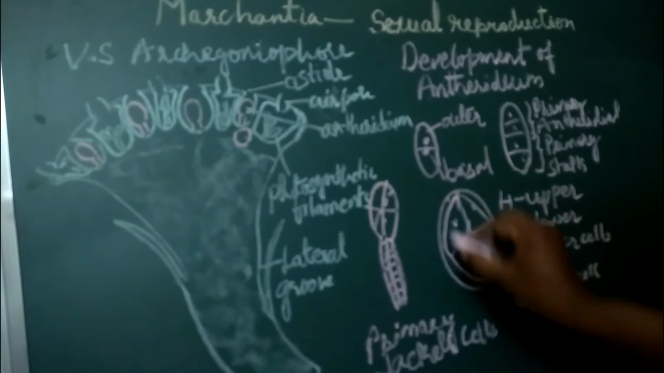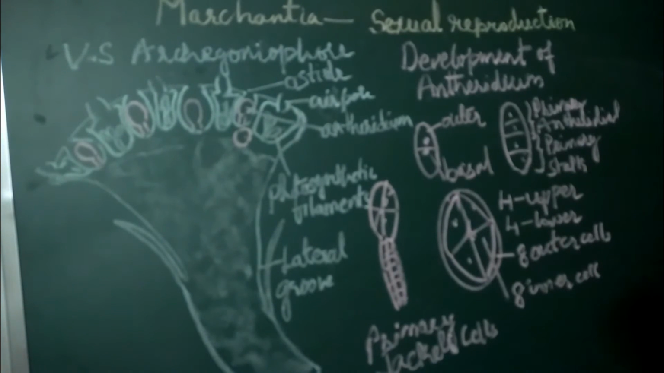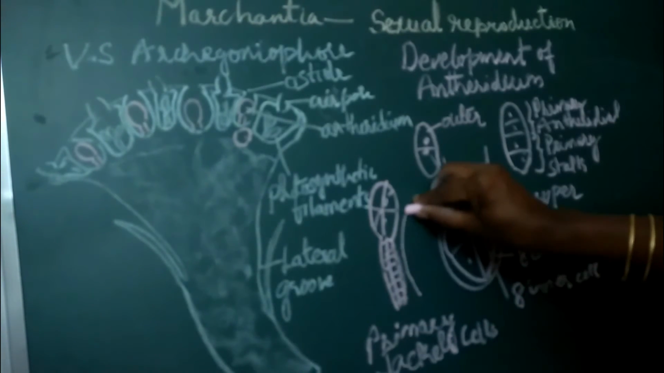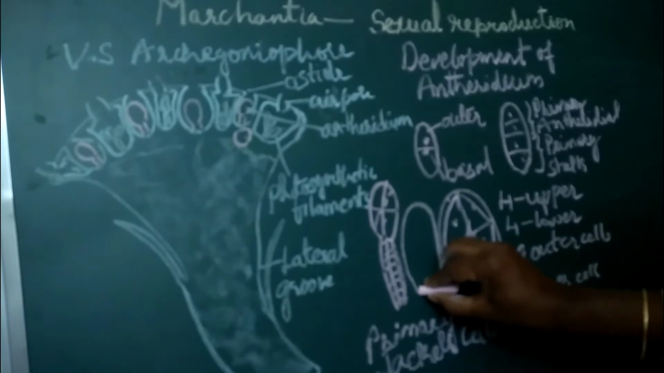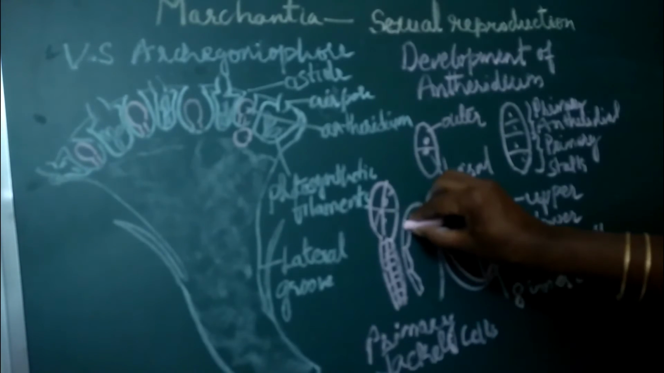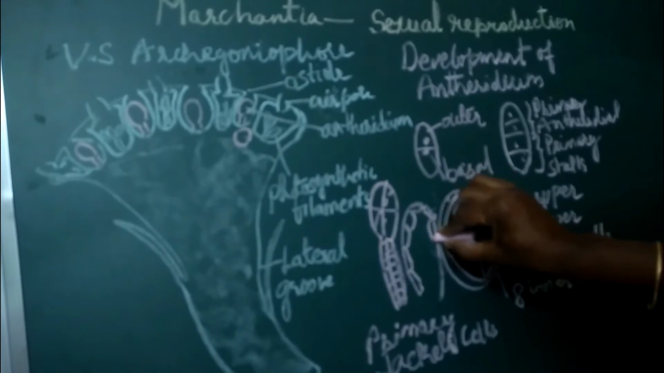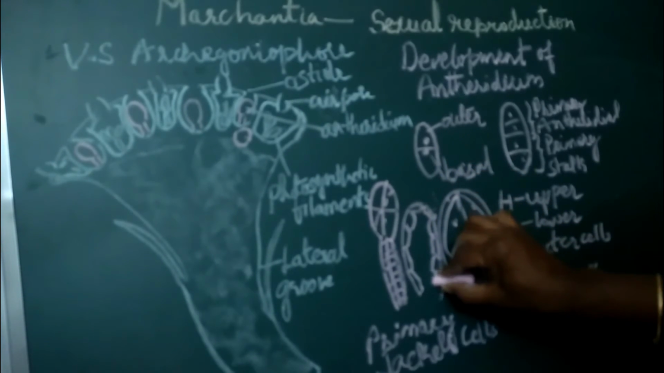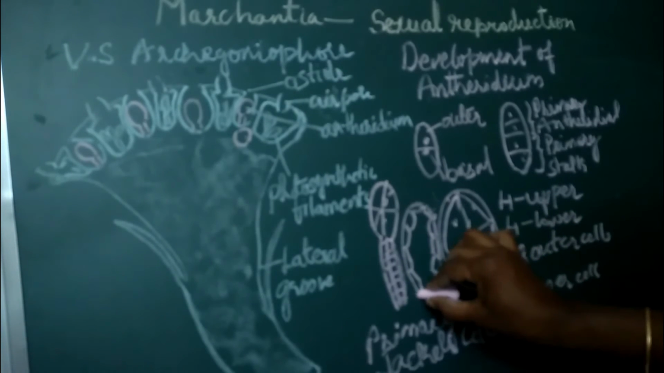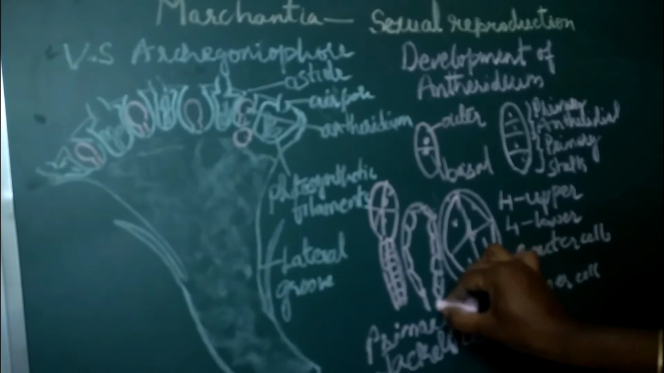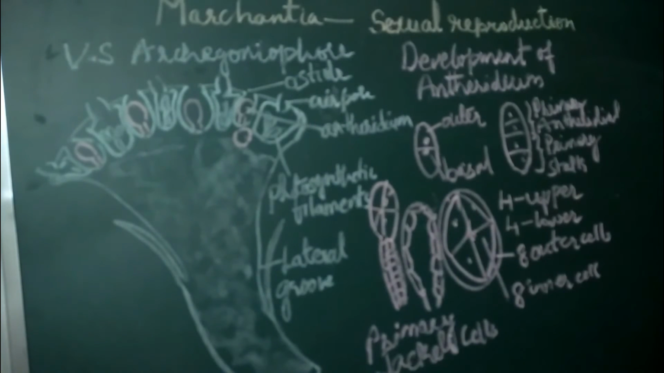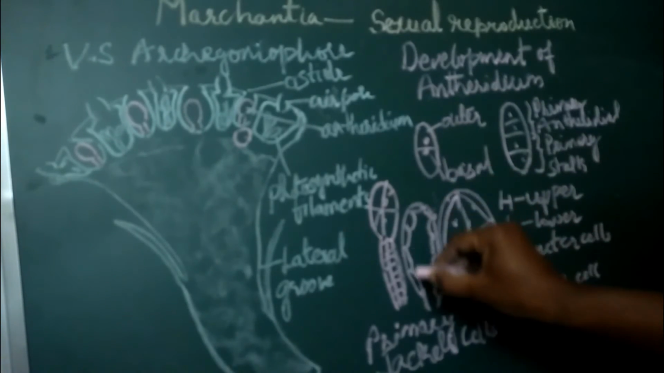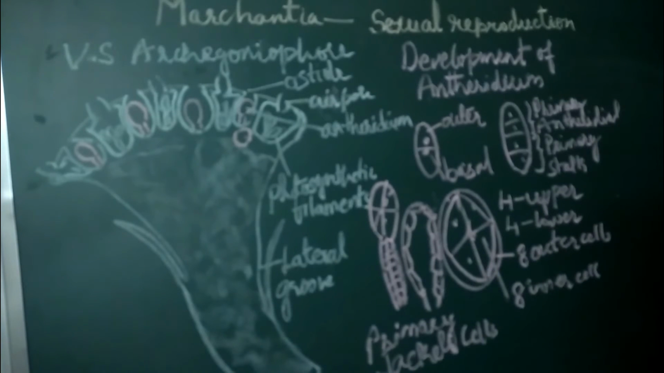These 8 cells later divide by anticlinal walls and form the outer jacket of the antheridium. By the anticlinal division, the number of cells increases and the size of the antheridium also increases. They form an outer layer of sterile cells, which is now called the jacket of the antheridium.